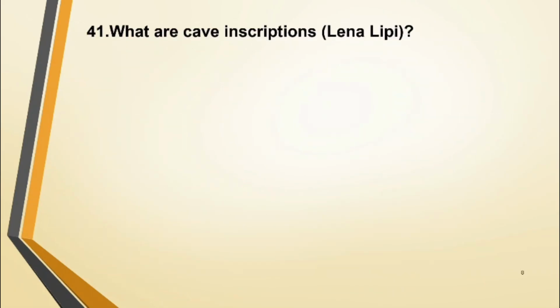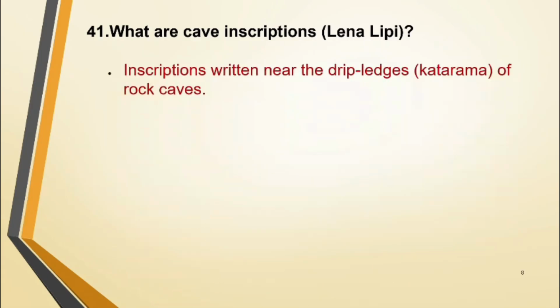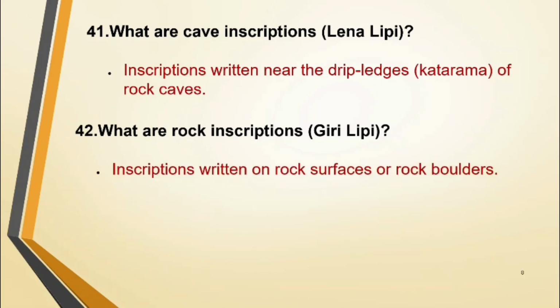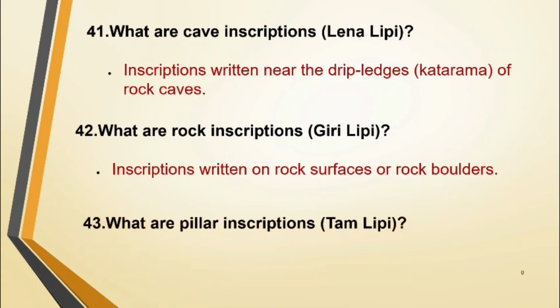Let's move to the next question. What are cave inscriptions? That is called Lenlipi. Inscription written near the drip ledges. Drip ledges, that is called Katarama of rock caves, especially the inscriptions written near the drip ledges. Question number 42. What are rock inscriptions? That is called Girilipi. Cave inscription means Lenlipi. Rock inscription means Girilipi. Inscription written on rock surfaces or rock boulders, that is called rock inscription.